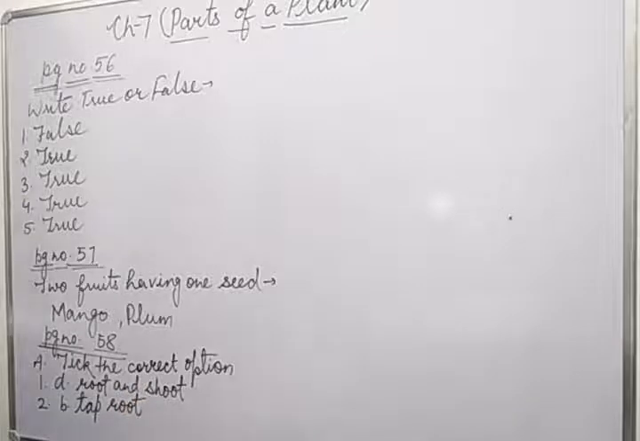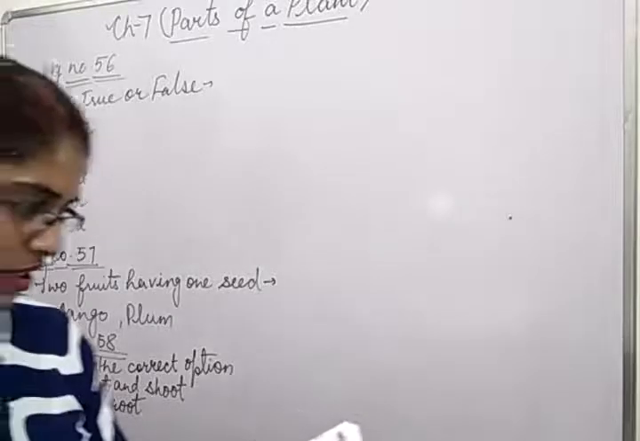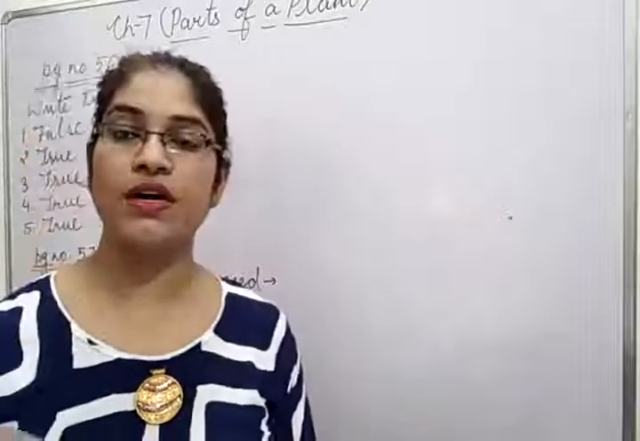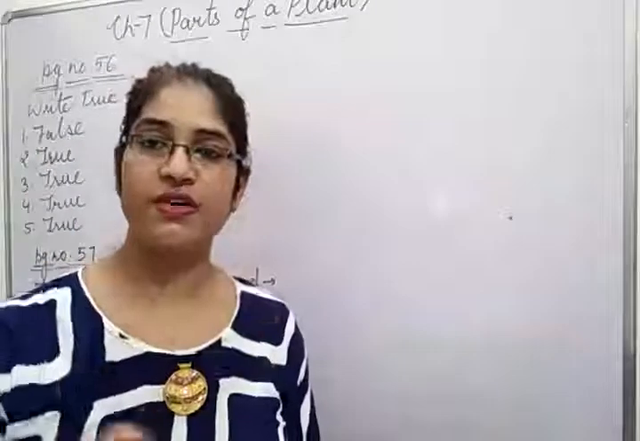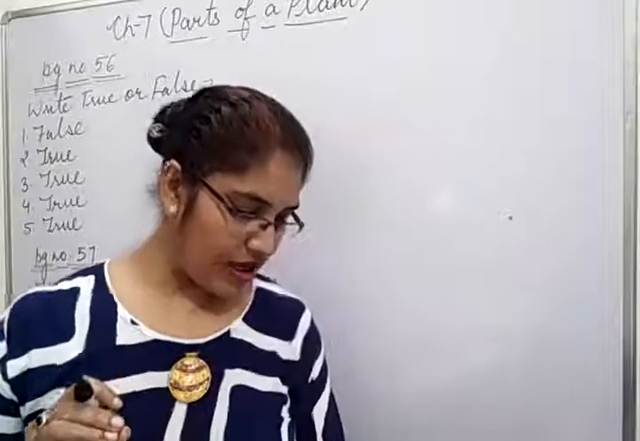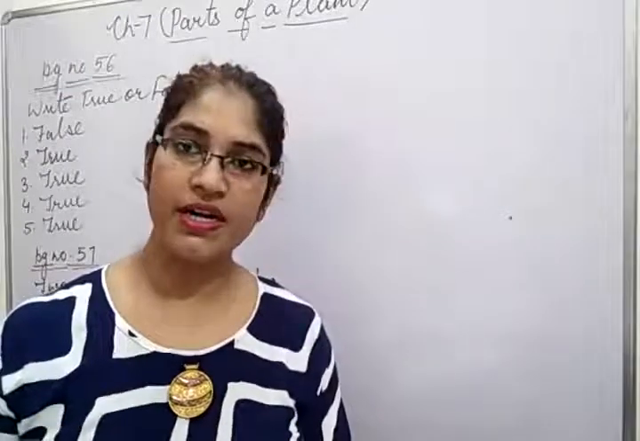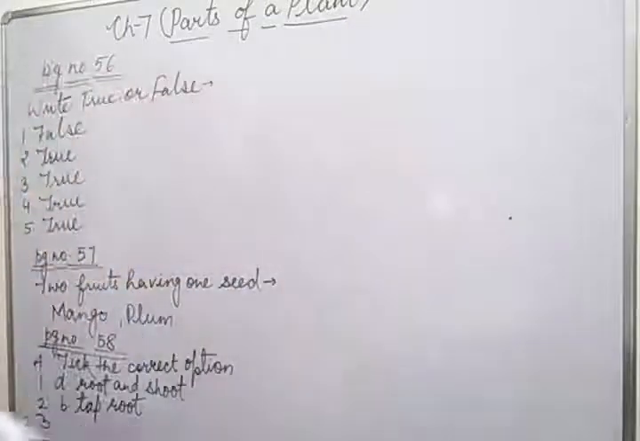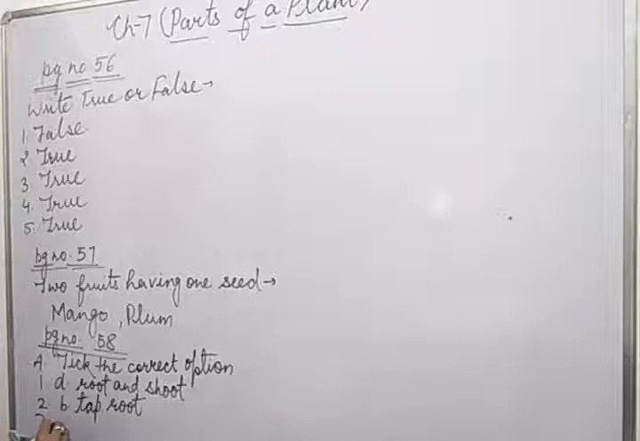Now children, third question. What is the third question? Thin tubes running across a leaf are called. A leaf which has so many lines in it. What are they called? Leaf blade, stomata, veins or roots? They are called veins. Yes. You can tick the C option, that is veins.